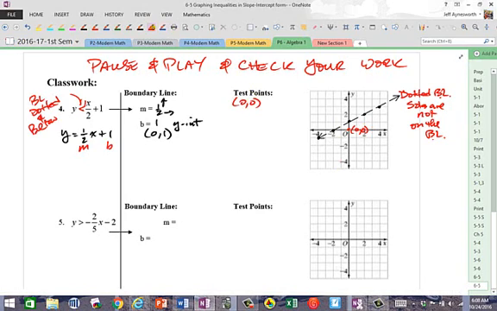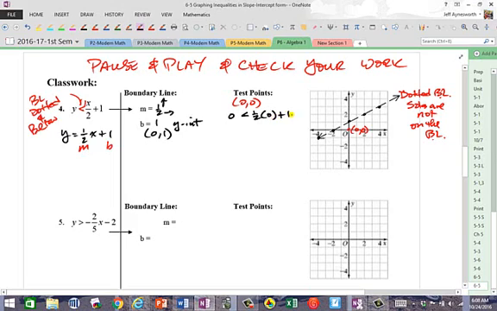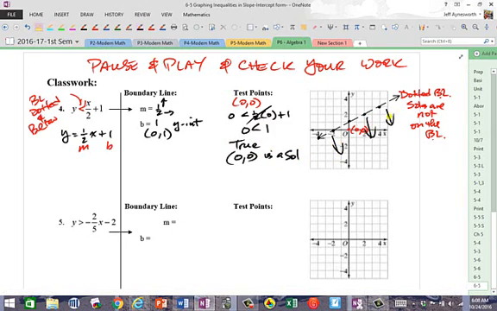So we're going to substitute in. So 0 less than, all right, 1/2 times 0 plus 1. And you get 0 less than 1, which is true. All right, so that tells me that 0, 0 is a solution here. And that tells me that all the solutions are below. So you got to shade below. The solution region is below the boundary line. So down here. Okay?